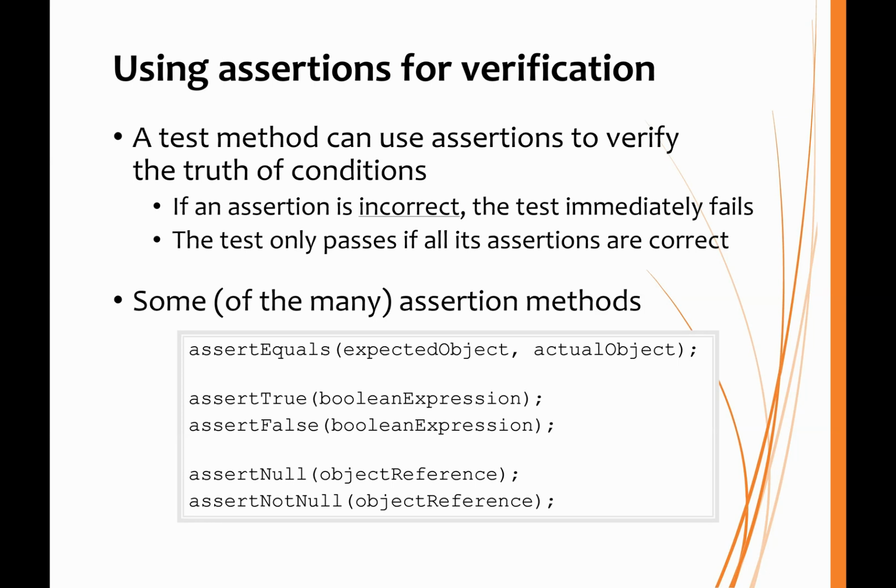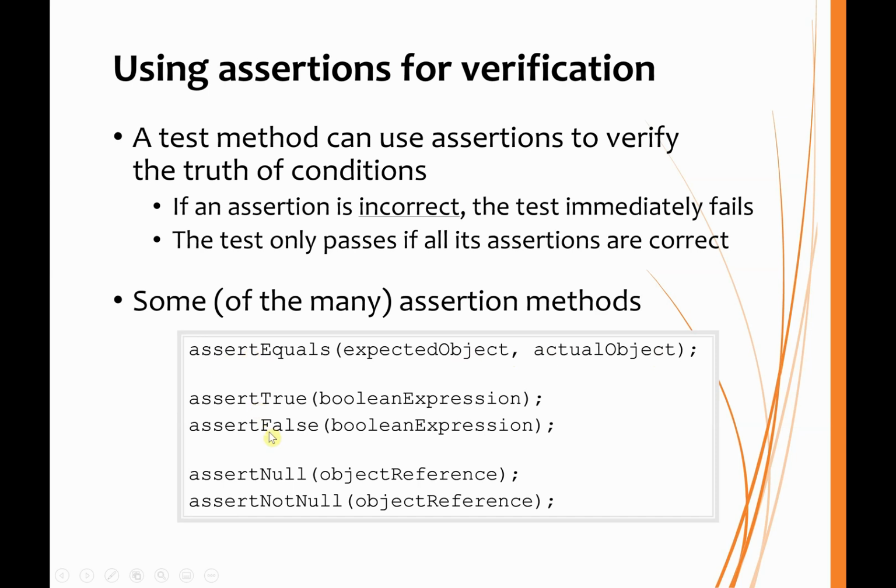In a test method, we can use assertions to verify the truth of conditions. If an assertion is incorrect, the test immediately fails, and the test will only pass if all its assertions are correct. Now in JUnit, there are a lot of assertion methods, a few of which are these. We're going to assert equals, and this method will look at the expected object and the actual object. It will call the equals method on those objects, and if that returns true, this method will pass, and if the objects are not equal, this assertion will fail.